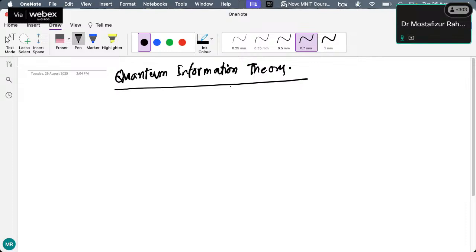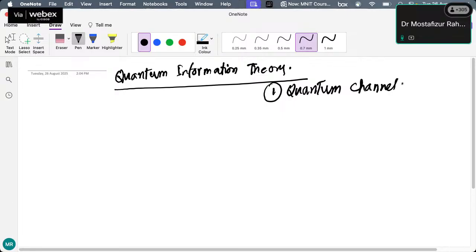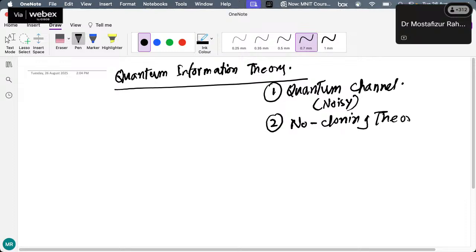One is the quantum channel part, but quantum channel also needs certain prerequisites, especially I'll discuss noisy quantum channel. It also needs certain prerequisites that I'll cover. And secondly, we'll discuss one important aspect in quantum communication and quantum information, that's called the no cloning theorem.